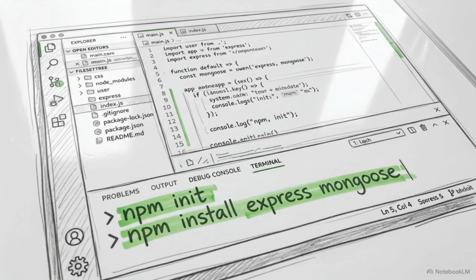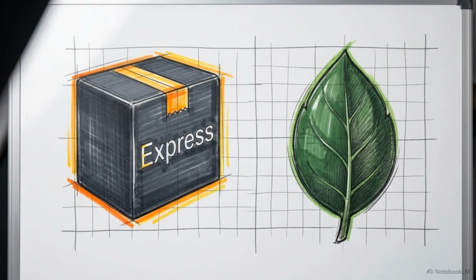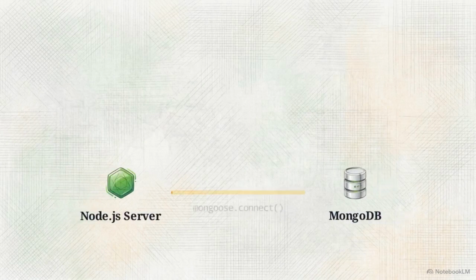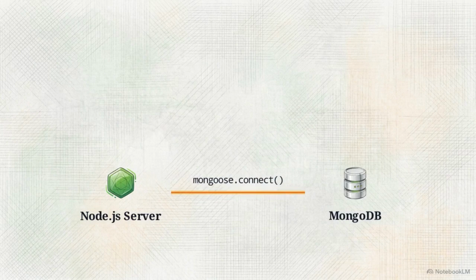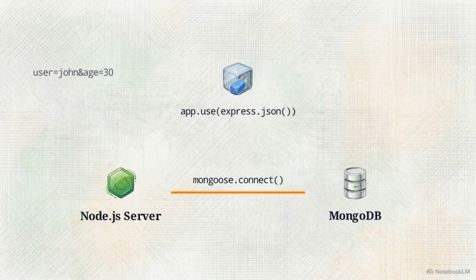Step 1 is initializing our environment. In your terminal, run npm init to generate a package file, followed by npm install express mongoose. Express will handle our server routing, and Mongoose will bridge our server to the database. Inside your main file, mongoose.connect opens a direct line between our Node server and database instance. Then app.use(express.json()) acts as a middleware filter, intercepting and formatting incoming requests into clean JSON objects for our server.